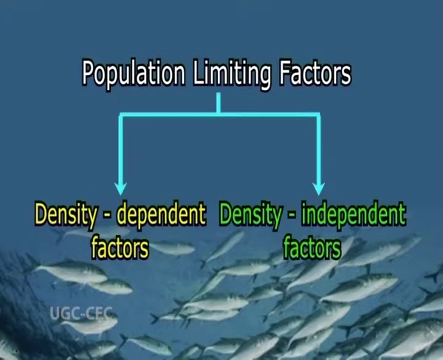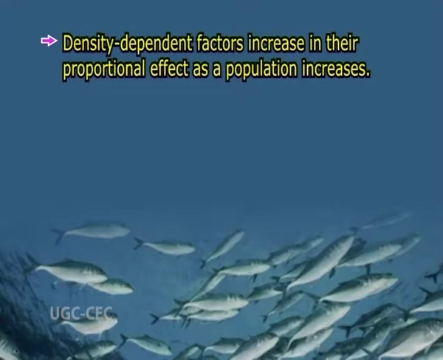Density dependence occurs when the population growth rate or constituent gain rates like birth and immigration, or loss rates like death and emigration, vary causally with population size or density. When these parameters do not vary with population density and grow almost exponentially, they are density independent. Density dependent factors increase in their proportional effect as a population increases.